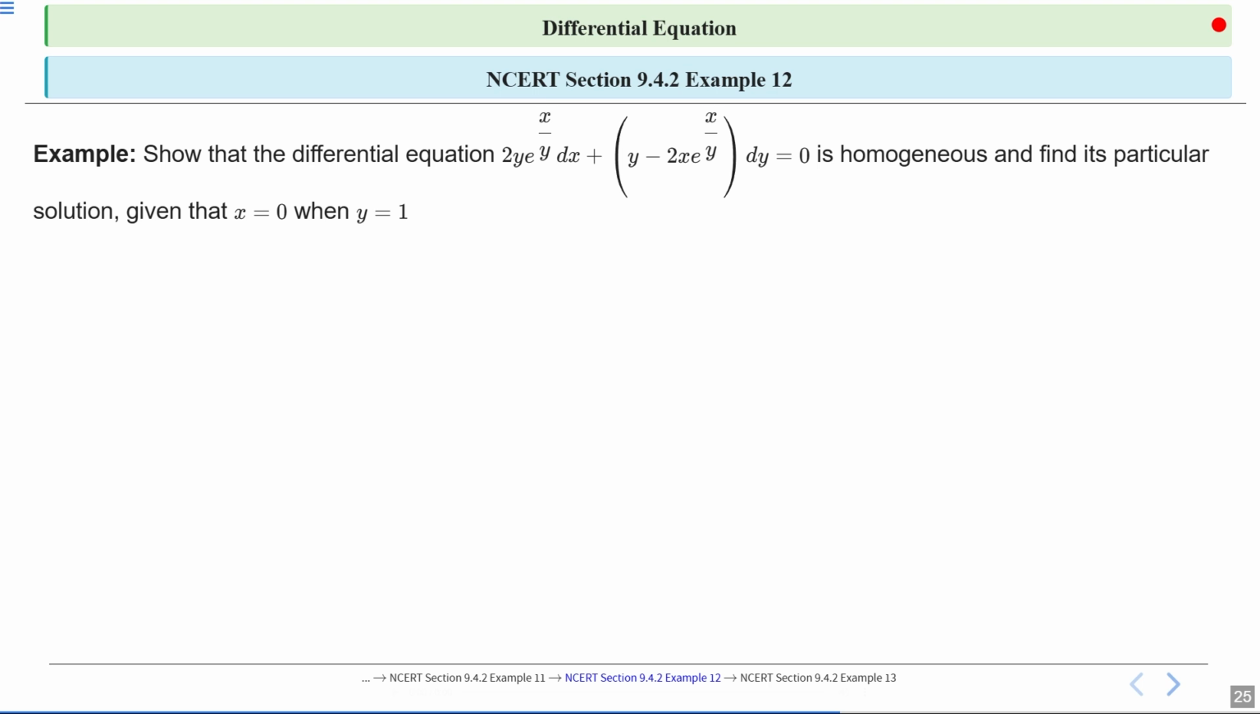So in this question, we have to find a particular solution. But to find a particular solution, at first we have to find a general solution. And the procedure to find a general solution for a homogeneous differential equation is the same. So at first, find the general solution of the differential equation, and then to find a particular solution, we just use the condition x = 0 when y = 1. Okay, so just try.